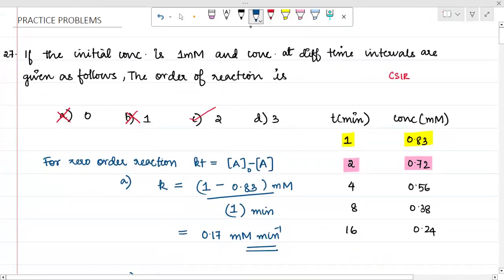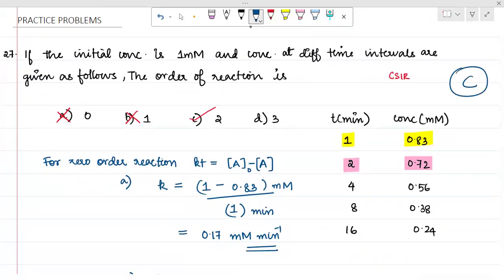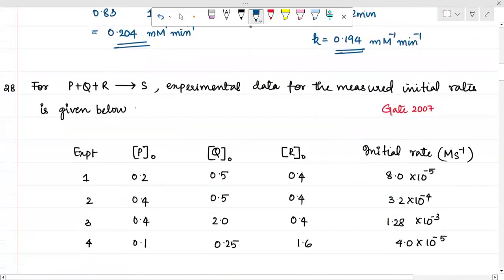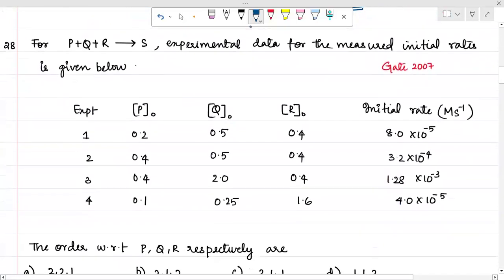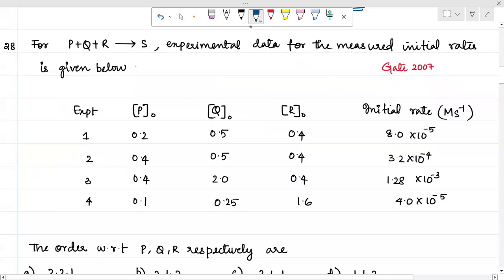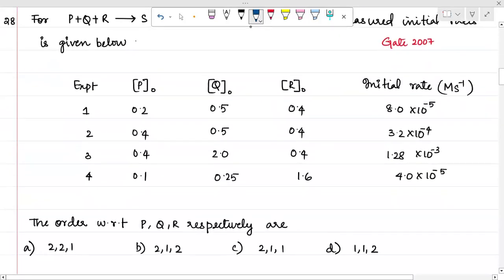Now you can see that it was pretty lengthy, so you will be doing such questions at the end so that we don't run short of time. Okay. Next is a question which was asked in GATE. The question is, for the reaction P plus Q plus R giving S, the experimental data for the measured initial rates is given below. The concentration changes of P and the initial rates are given. We have to find the order with respect to P, Q, and R. We have done similar problems, but there is a twist at the end. Let's start.